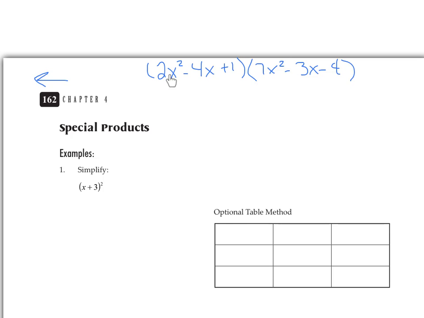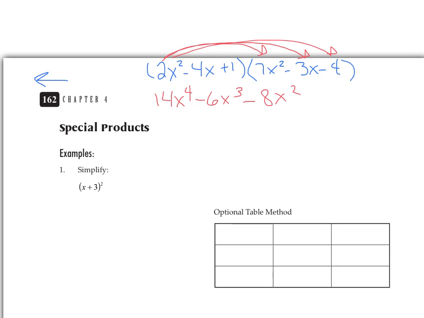So this is no longer double distributive now since we have a trinomial. It's triple distributive. So we're just going to distribute this first term to all 3 of these. Then we'll distribute the middle term. And then we'll distribute the 1. So it takes a little while, but we can do this. So we're going to distribute 2x squared times 7x squared makes 14x to the fourth. 2x squared times negative 3x makes negative 6x cubed. 2x squared times negative 4 makes negative 8x squared.